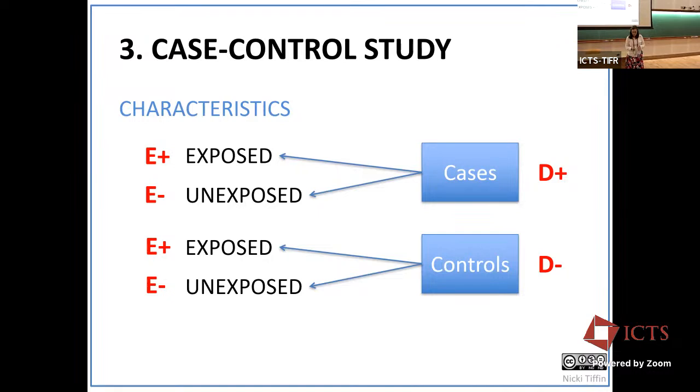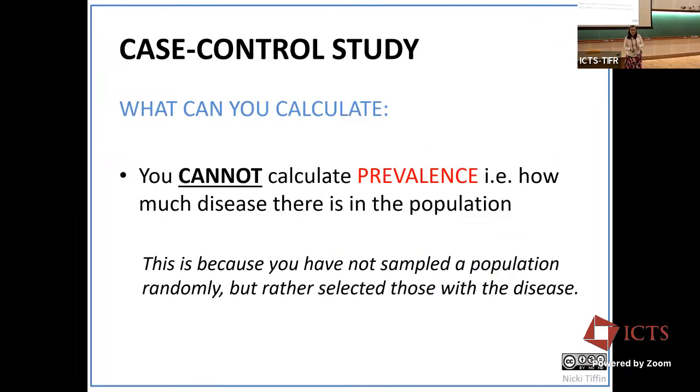And you can put this into, oh yeah, what can you calculate? You can't calculate prevalence because this is not a population study. You've actually specifically selected people who have the condition. So this is not representative of the population at all, and you shouldn't be trying to talk about prevalence or population statistics in any way. You haven't sampled a population randomly, you've specifically selected to enrich for people with your outcome of interest.